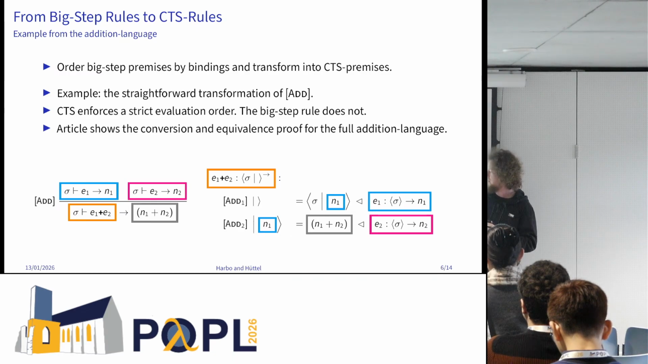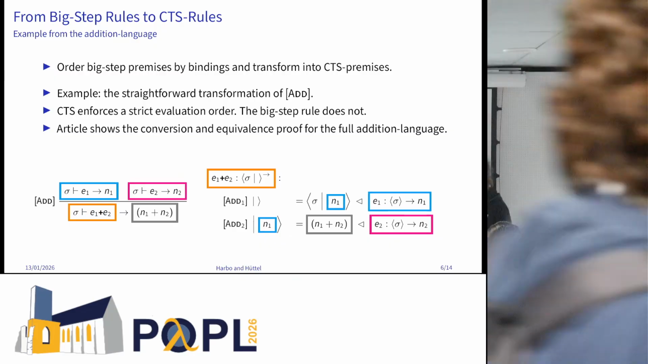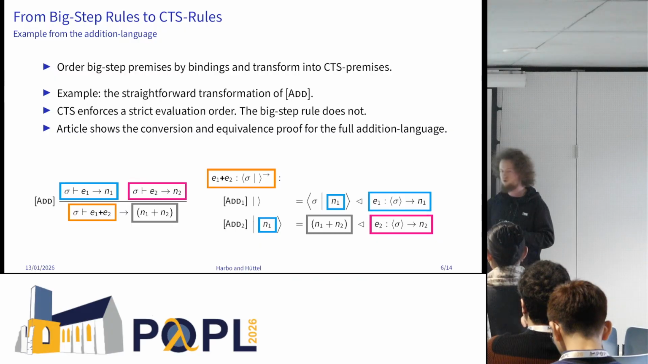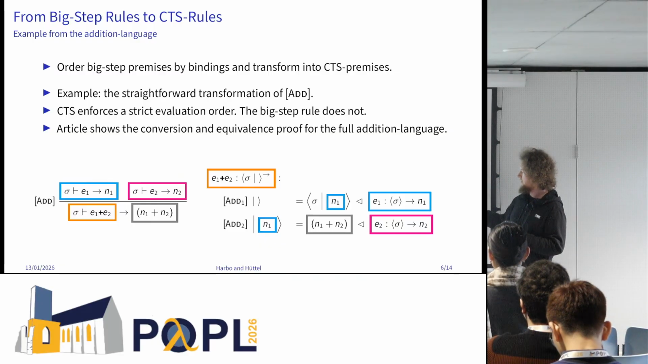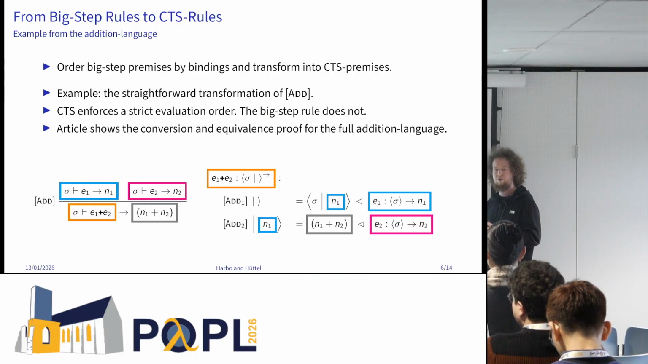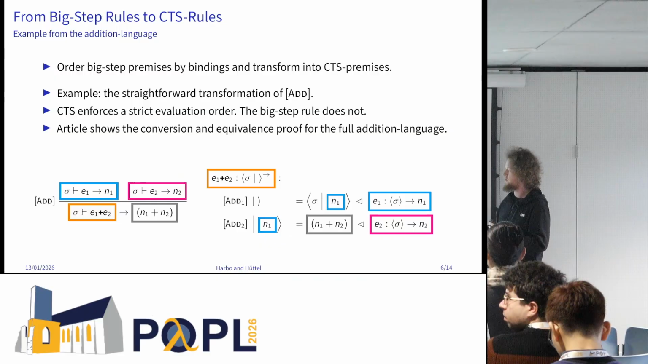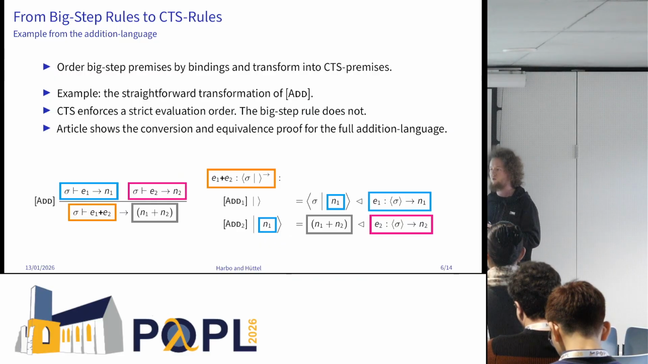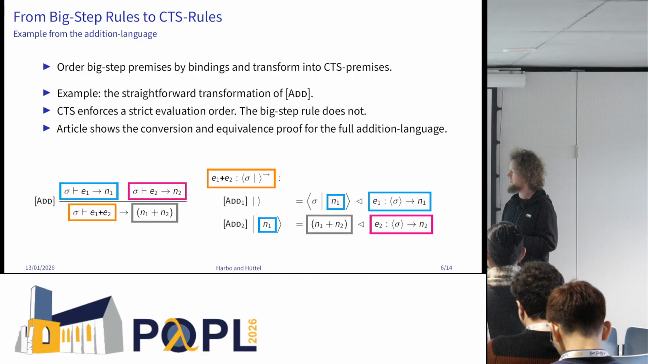Finally, we use the secondary component to store the value n1 of e1 so that it is remembered at a later point in time. This is just part of one example that we have in the full article, where you can see the full conversion and also see a full equivalence proof that proves that these two are in fact equivalent. But I'll show you an example of that later.